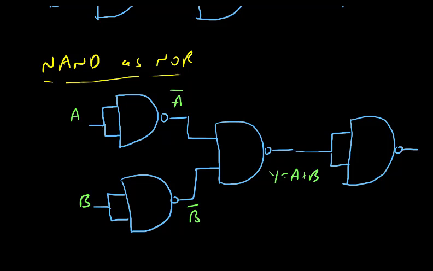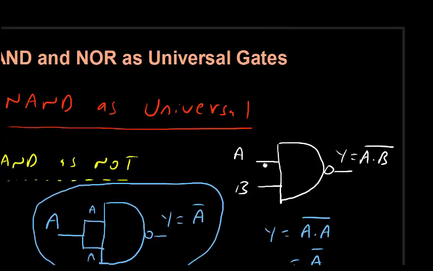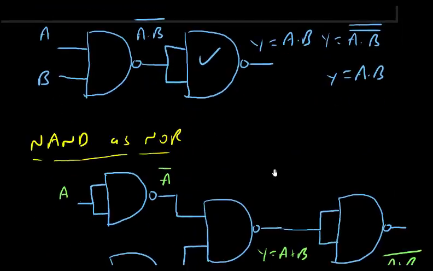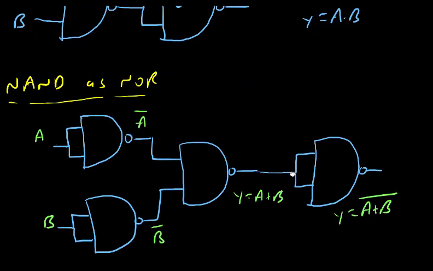Because of which, the output we get here is Y is A or B the whole bar. So this is working as a NOT gate. If input is A, output becomes A bar. So input is A or B, output becomes A or B the whole bar. So this is how NAND works as a universal gate. In the first diagram we saw NAND as NOT, NAND as AND, then NAND as OR, and here NAND as NOR.